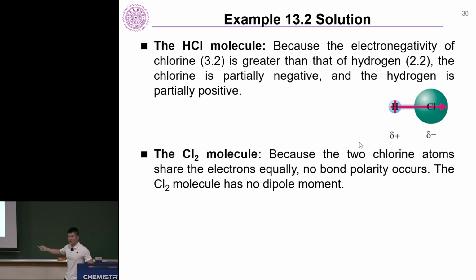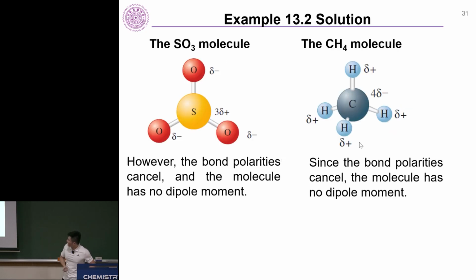And Cl2: both of them are chlorine atoms, so they have the same electronegativity. That means the bond is not polar, so this molecule is non-polar.